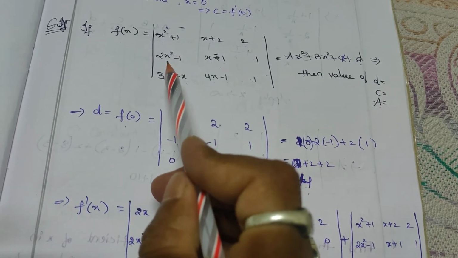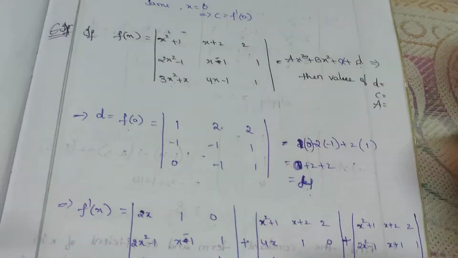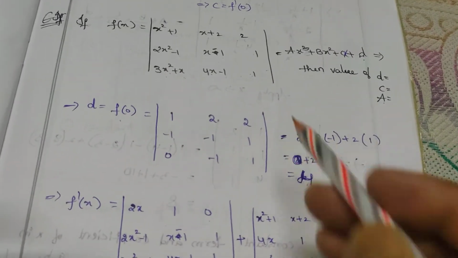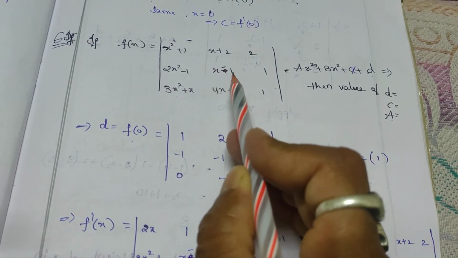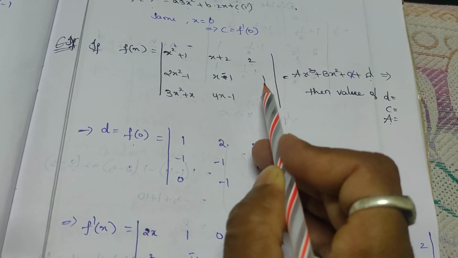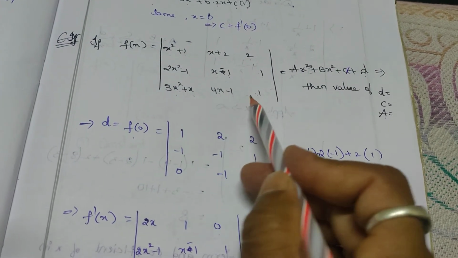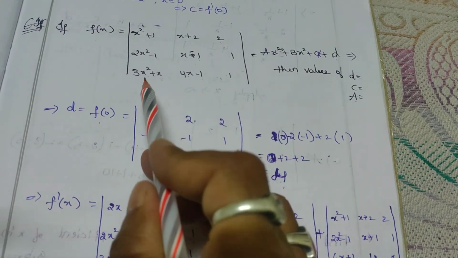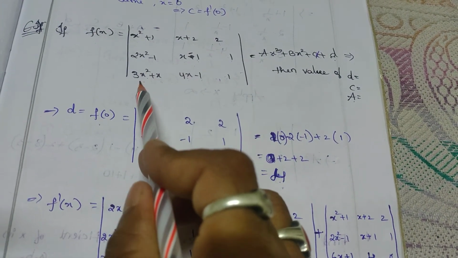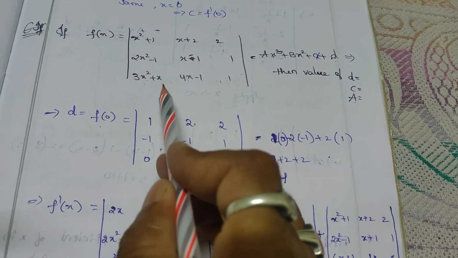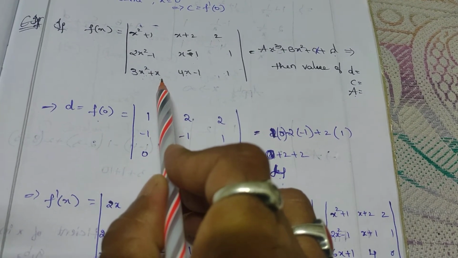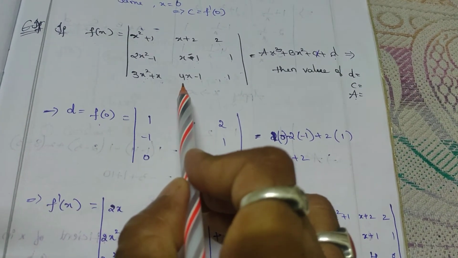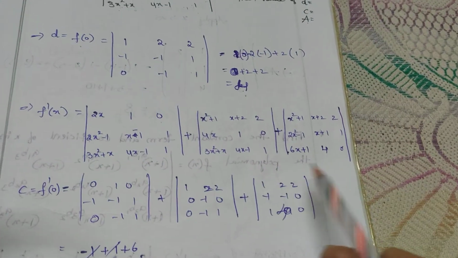Go for the second row differentiation. 2 into x square means differentiation 2 into 2x, so that is 4x. Next x differentiation is 1, minus 1 differentiation is 0, so only 1. This differentiation is 0. And write the third row as it is. Now go for the third row differentiation and write the first and second rows as they are. This differentiation is 3 into x square, that means 3 into 2 into x, that is 6x, plus x differentiation is 1. Here 4 into x differentiation is 4 and constant differentiation is 0, so we get only 4. 1 differentiation is 0. So these are the values.